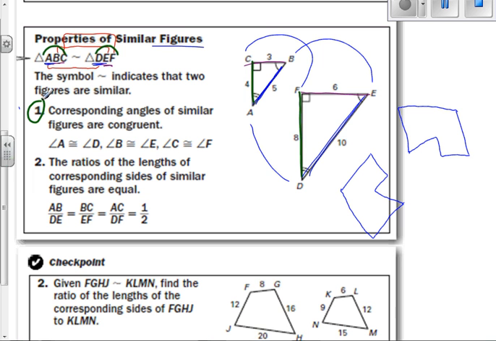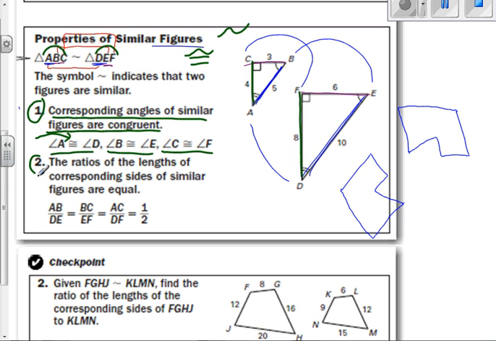So our first property here: corresponding angles of similar figures are congruent. That means they're identical, same value, same measurement. So A and D are congruent, and that's a congruent symbol right there. That is a similar symbol with an equals. B and E are congruent, C and F. So if these are similar figures, then these corresponding angles are congruent.